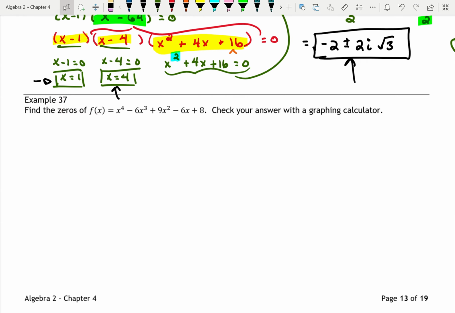Find the zeros of, and then they have our function there. Check your answer with a graphing calculator. So I first want to say, well, how many solutions should I have? I should have 4 solutions. And I get that by looking at this little 4 right there, that exponent of a 4.